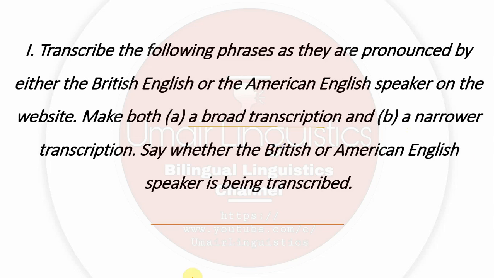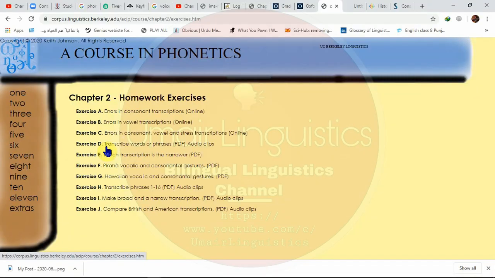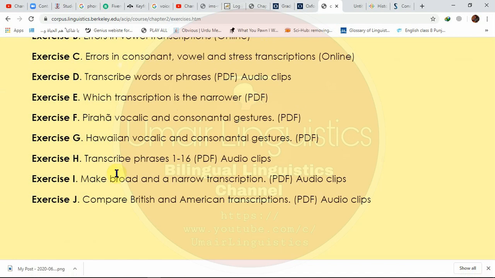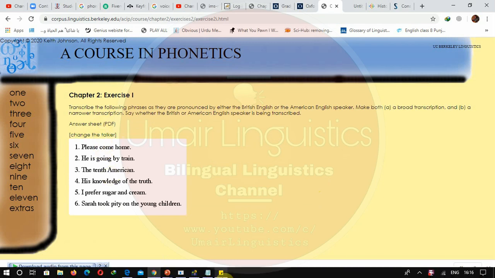So if we move to the website, the same website, click on the homework exercises of chapter 2 and go to this one, make broad and narrow transcription audio clips. Here we have these phrases which we have to transcribe. If we click on any one of these, it will be played. Please come home. We can also change the talker to American English as well.